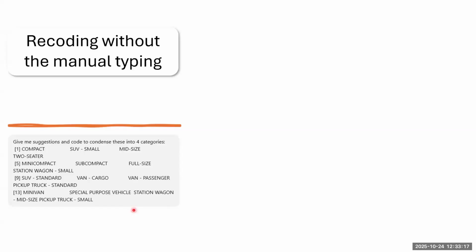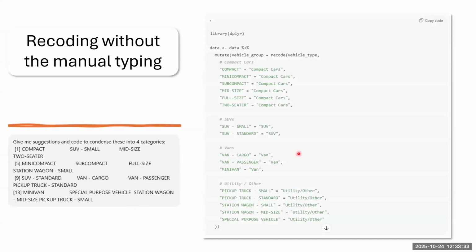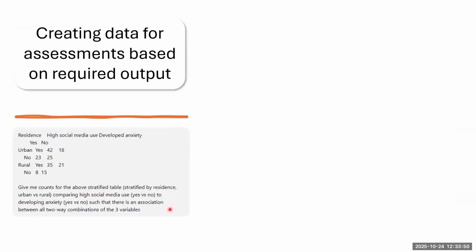So one, I wanted it to give me the R code for it, so I didn't have to worry about doing that manually. So one, I didn't have to try and decide on how best to group these, and these are different types or sizes of vehicles. So I didn't have to decide on that, and then I didn't have to worry about the coding. And it did it quite perfectly for me. So this was the output. It just created sort of 4 categories: compact cars, SUVs, vans, and then utility or other. So that's one of my tricks that I use fairly regularly.